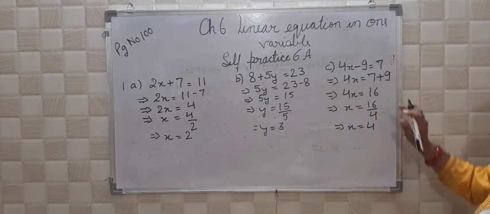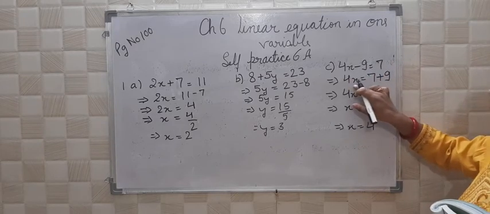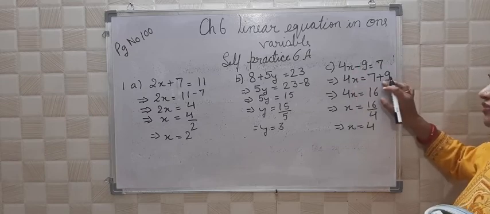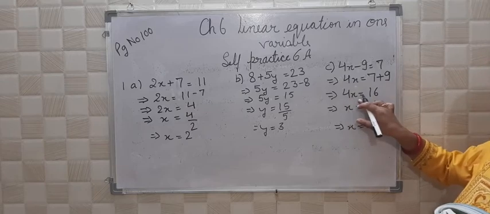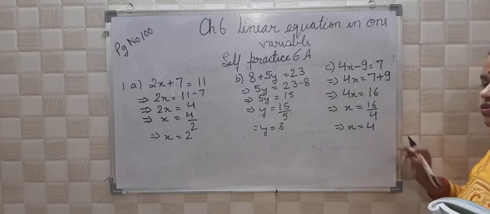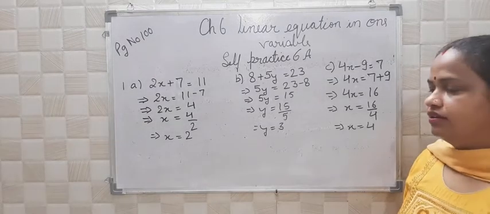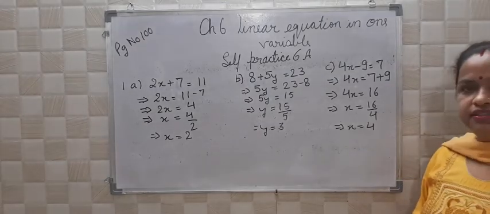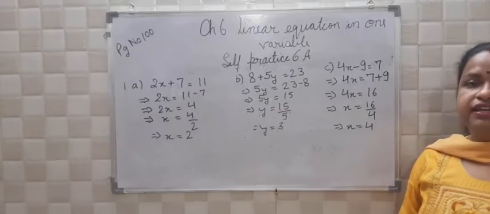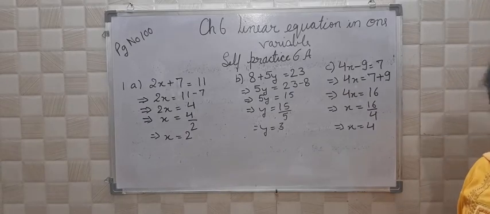Now here what is the equation? 4x minus 9 is equal to 7. So what will be 4x? 7 plus 9, because when this 9 comes on the right hand side, it will become plus 9. So 4x will be equal to 16. And x will be 16 by 4, that is equal to 4. So here the value of x is equal to 4. Okay? Any confusion till here? You have to be very careful with the changing of sign and using of variables here. Now see the D part.